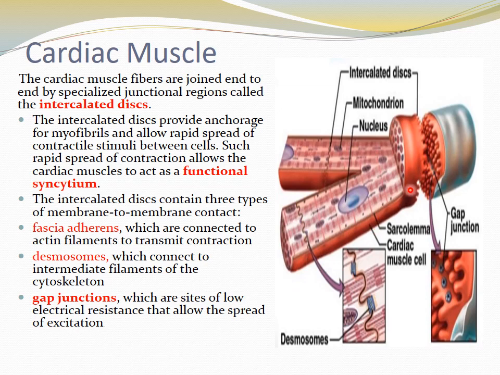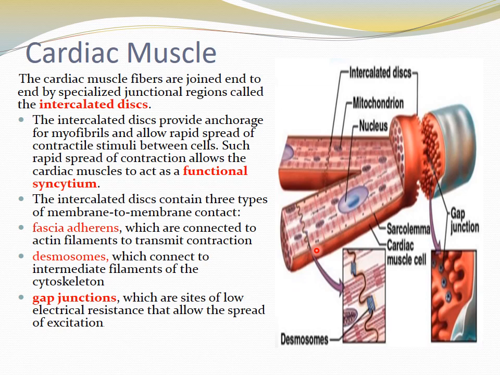So the cardiac muscles are joined end to end by specialized junctions, which are called the intercalated discs. Now you can see here these intercalated discs. These are the intercalated discs. The intercalated discs provide the anchorage for the myofibrils and allow the rapid spread of the contractile stimuli between the cells. Such rapid spread of the contraction allows the cardiac muscles to contract as a syncytium.